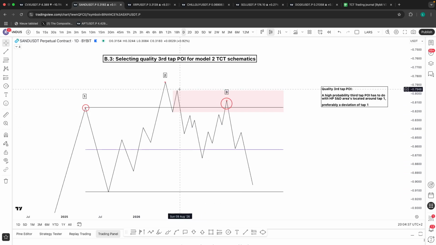So when we can find these high probability supply POIs that are at tap 1, and when price comes into it, we are around tap 1 or deviating tap 1, these are going to be the highest probability third tap POIs with the least amount of room of error. And you're going to be trading the actual extreme points for the truest reversal, delivering the highest RR opportunities.